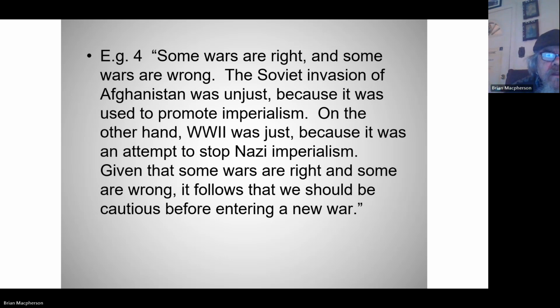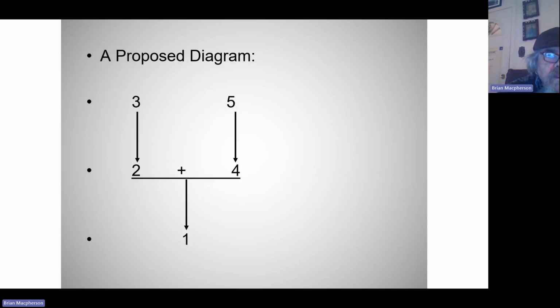So if you put those two together, then it seems to follow that, given that some wars are right and some wars are wrong, we should be cautious before entering a war. Does everybody agree that those two premises need to go together, right? In other words, we should be cautious before entering a war. Sometimes they're just, but sometimes they're not, right? So given that sometimes wars are right and some are wrong, it follows that we should be cautious before entering a new war. Okay? My interpretation of this argumentative passage is on the next slide. Statements 2 and 4: some wars are just and some wars are unjust, right?